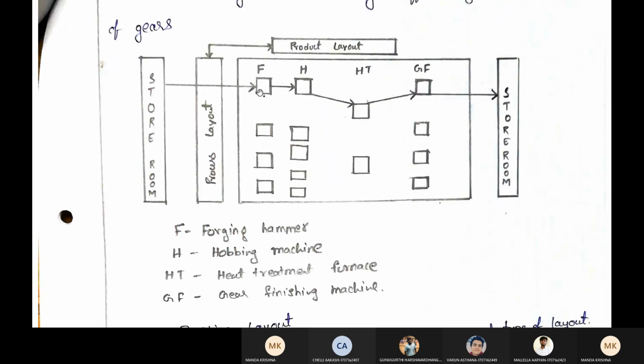Suppose the product enters from here: forging, and then hobbing, heat treatment, and gear finishing. This is for one product, and for another product, the sequence may differ. If you see horizontally, this will look like a product layout. So this is a combination layout, a combination of process layout and product layout.